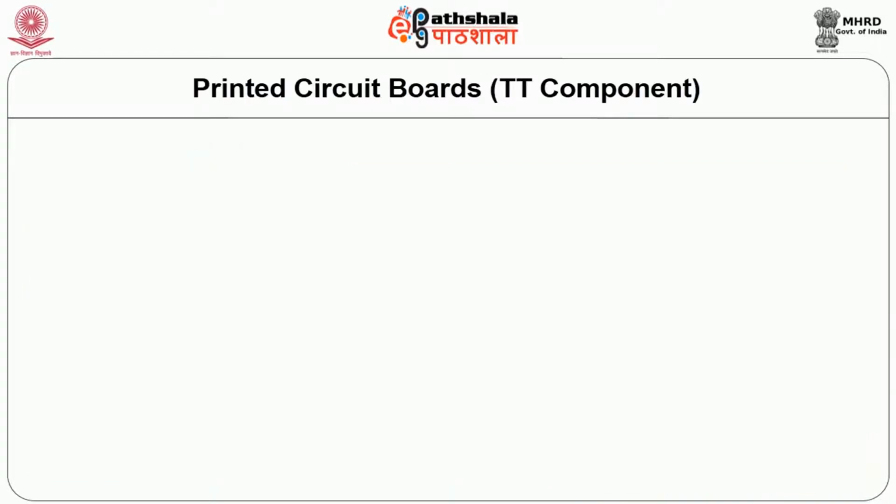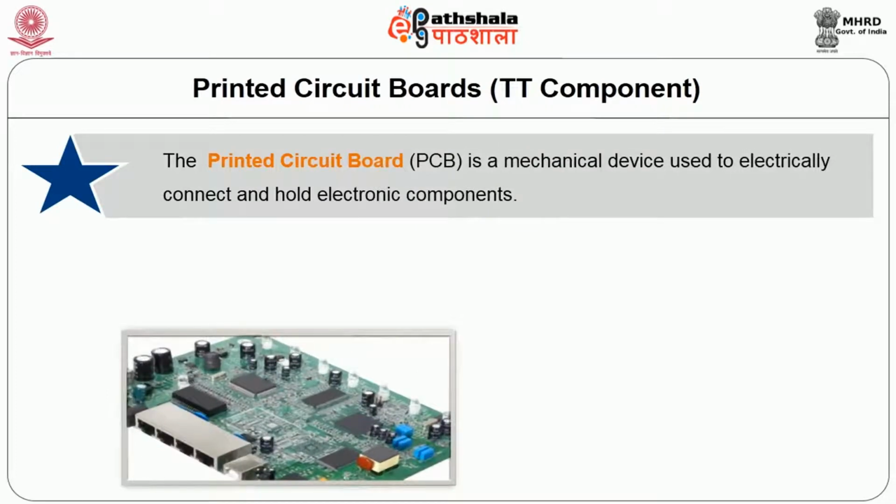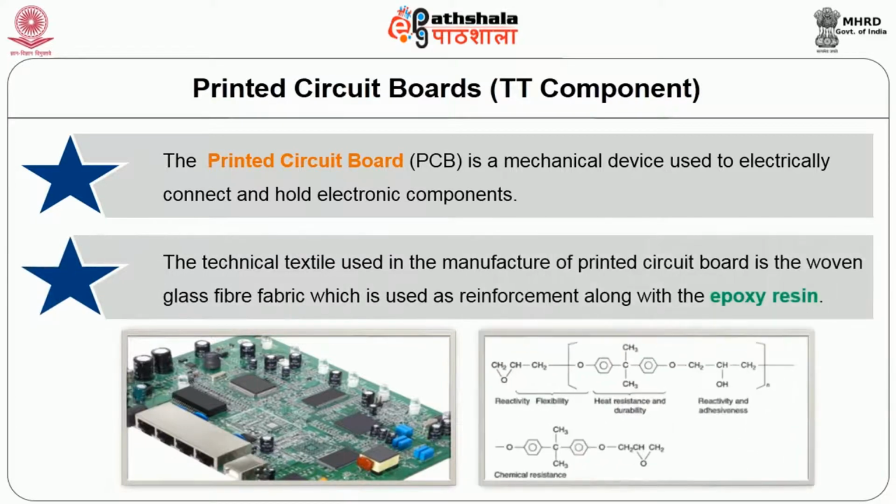Now we shall see the next concept of industrial textiles, which is printed circuit boards. The printed circuit board, PCB, is a mechanical device used to electrically connect and to hold electronic components. The technical textile used in the manufacturing of printed circuit boards is the woven glass fibers, which is used as reinforcement along with the epoxy resins.